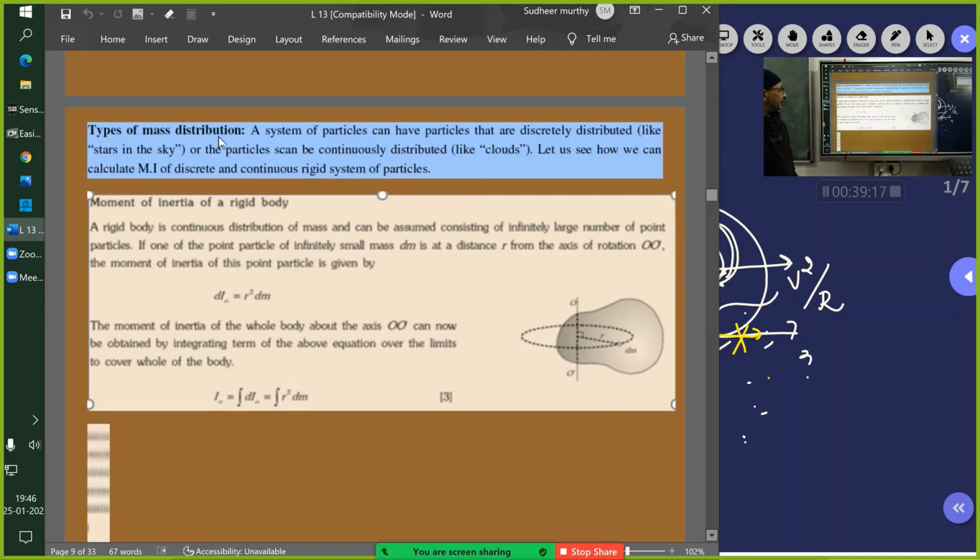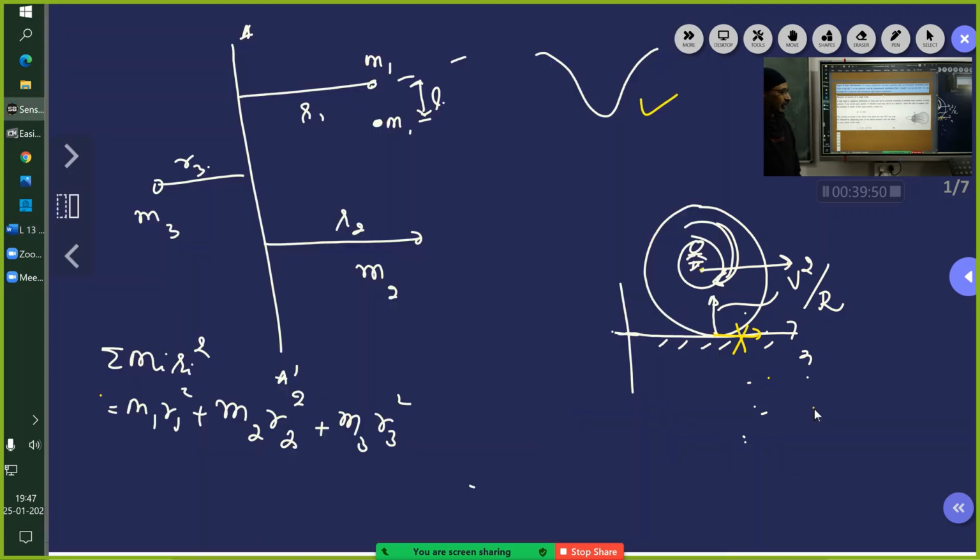Now, types of mass distribution. The system of particles can have particles that are discretely distributed, what I showed you there, like stars in the sky, or the mass can be continuous. Here you see the particles are so close one after the other that I have to take it as continuous mass. So now let us see how we calculate the moment of inertia for a continuous rigid body.